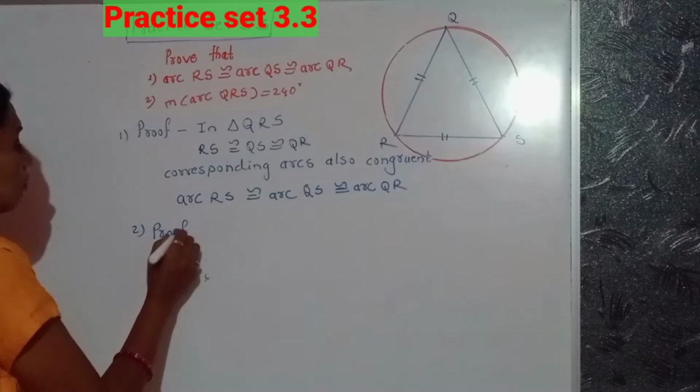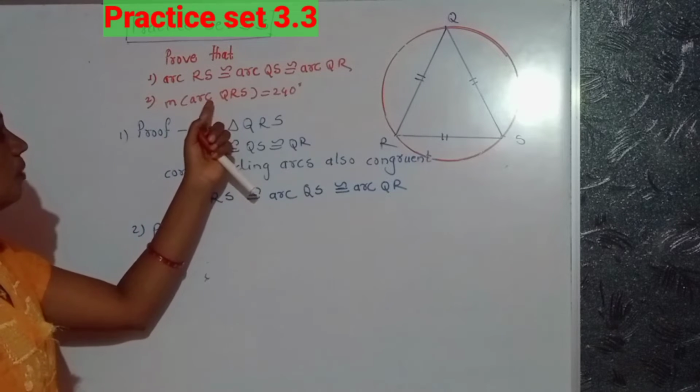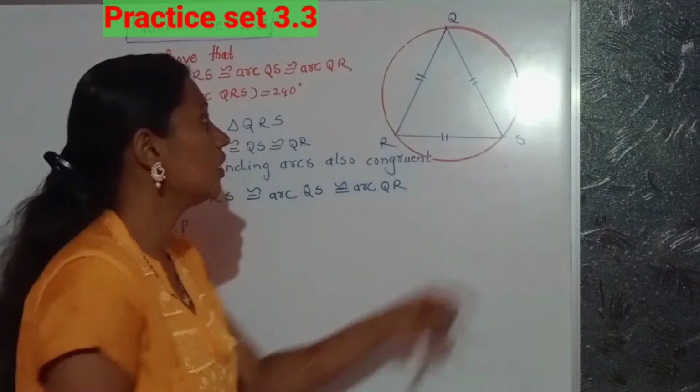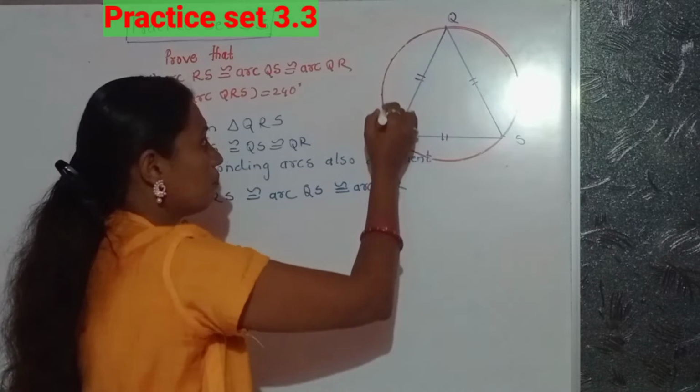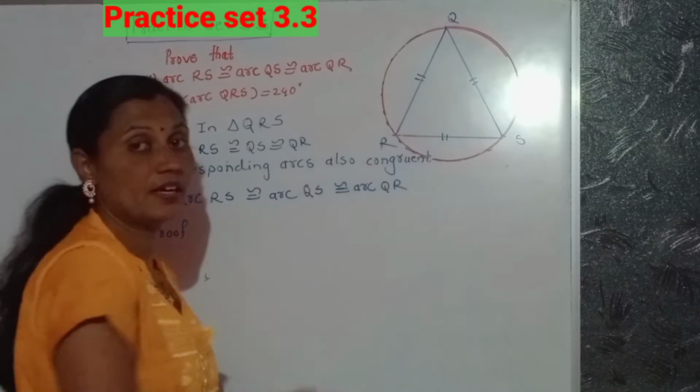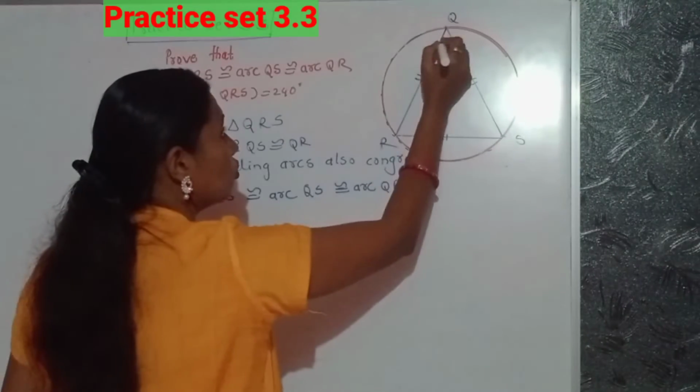Second proof: we have to prove that the measure of arc QRS is 240 degrees. We have to prove that. See here, if this is an equilateral triangle, then all its sides are also congruent.